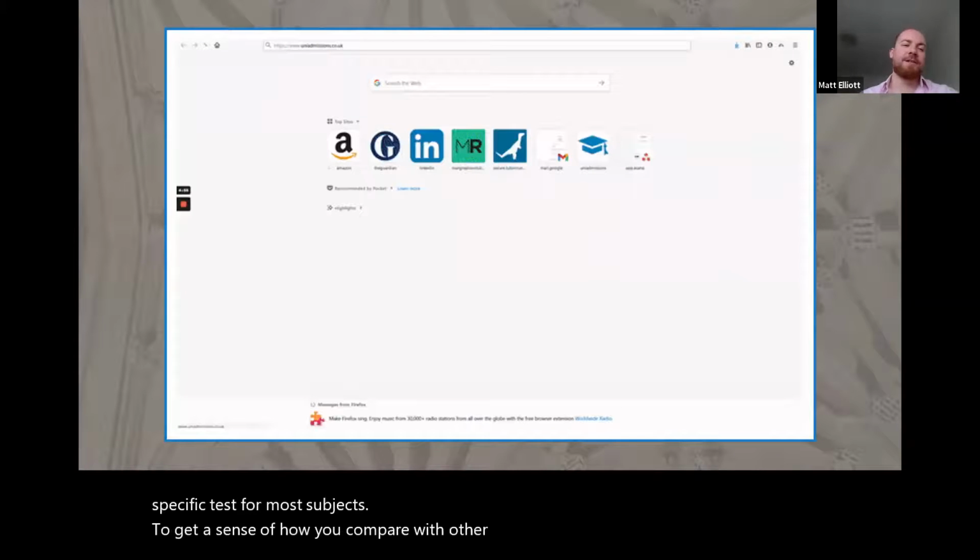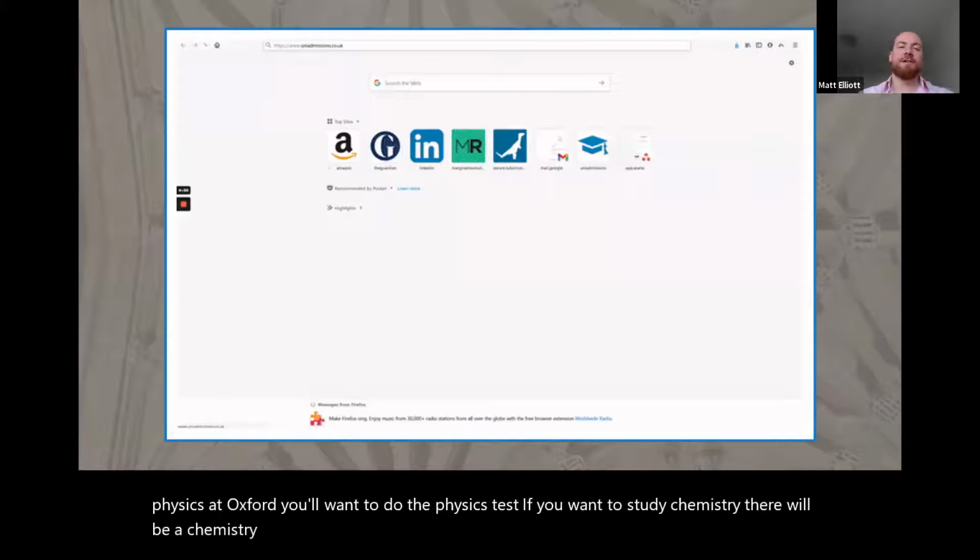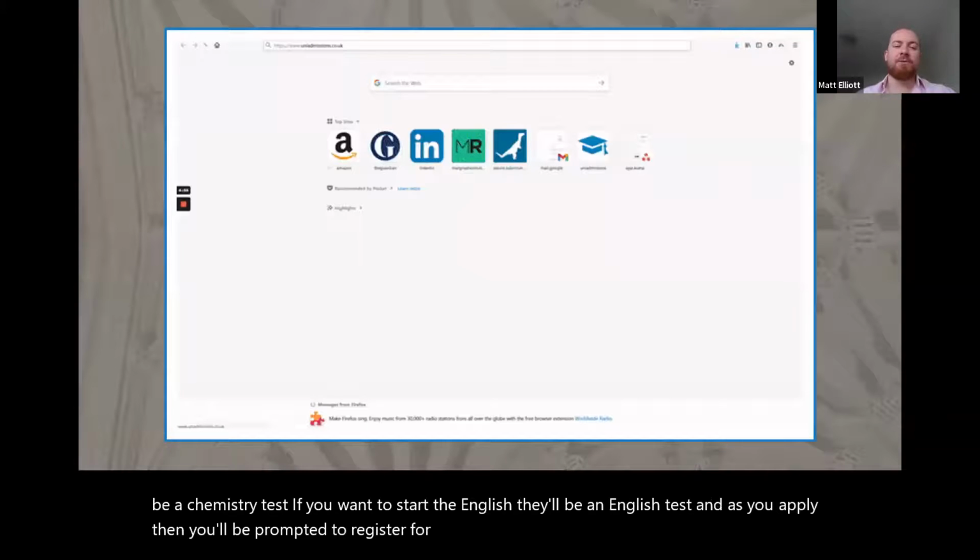So if you're applying to study physics at Oxford, you'll want to do the physics test. If you want to study chemistry, there'll be a chemistry test. If you want to study English, there'll be an English test. And as you apply, you'll be prompted to register for the test, and you can read about it on the subject website as well.